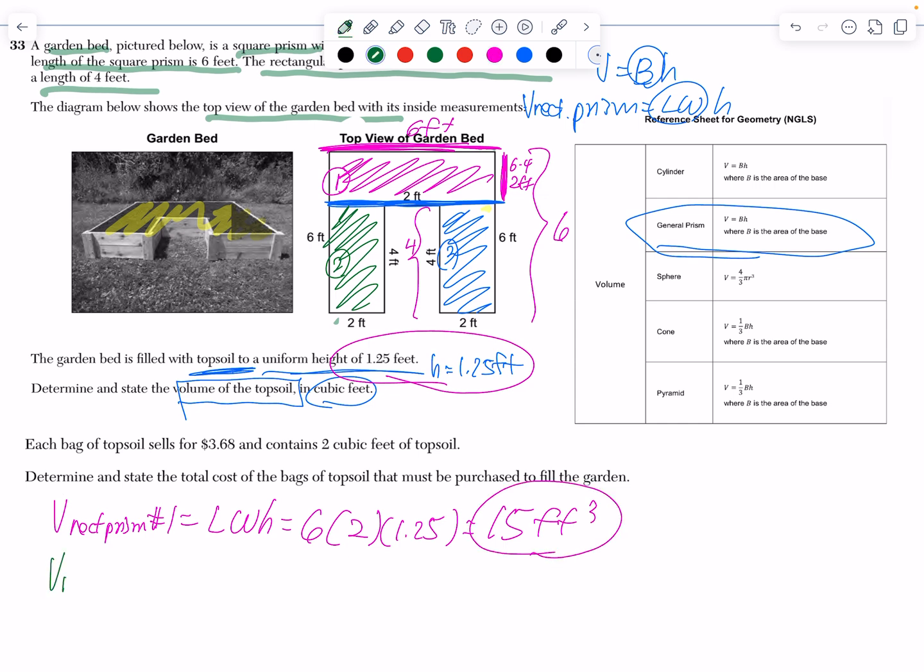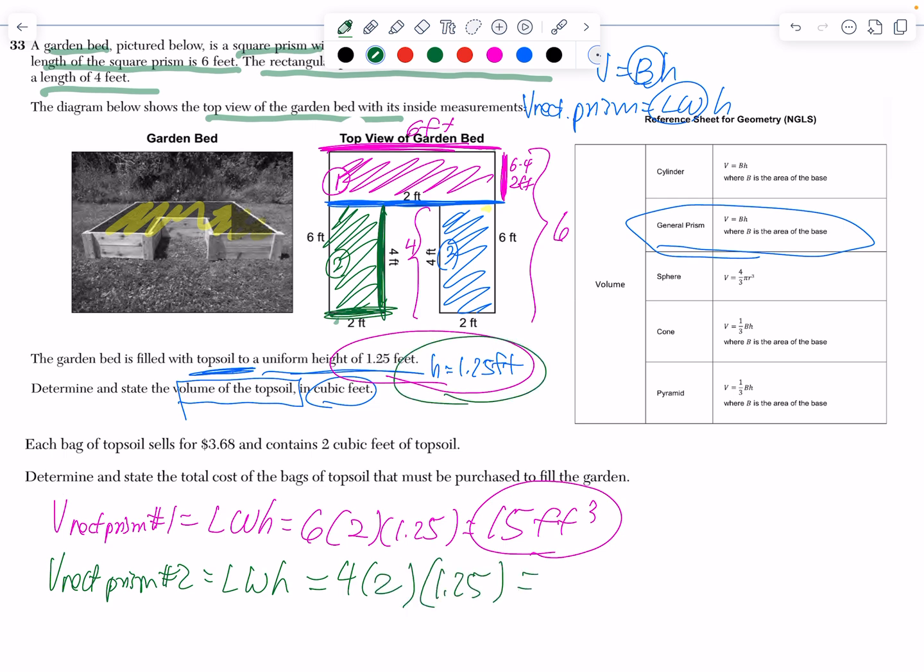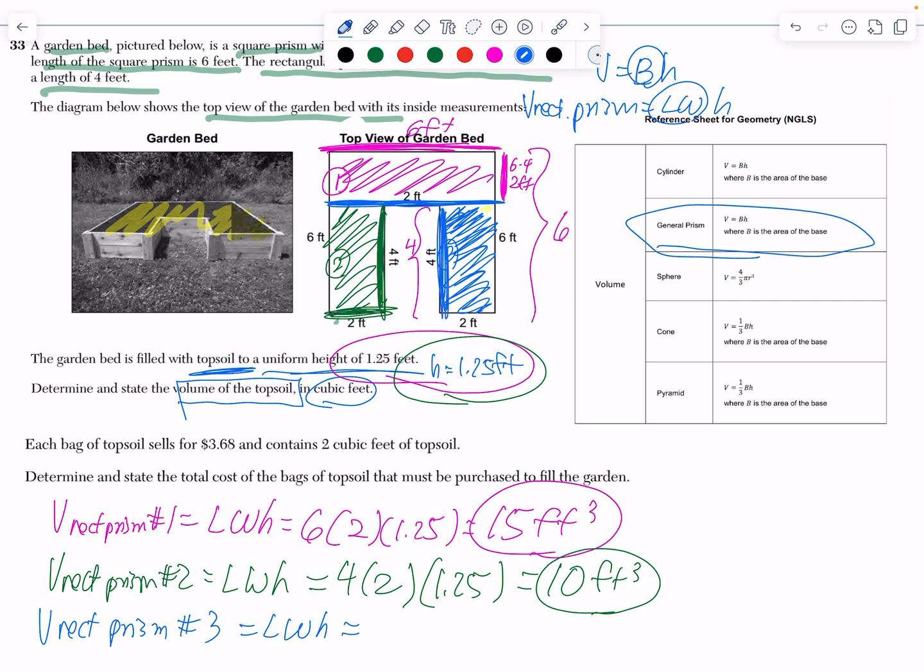Now I'll do rectangular prism number 2, length times width times height. We have a length 4, a width 2, and once again the height of the topsoil 1.25. And when you put this in the calculator, we get 10 cubic feet. And if you look over here on the right, the rectangular prism number 3 is the same thing as number 2, but we'll still go through the math in case we made a mistake on number 2. So length times width times height. We have a length 4, width 2, and the height of the topsoil 1.25. I put that in the calculator again and I get 10 cubic feet.